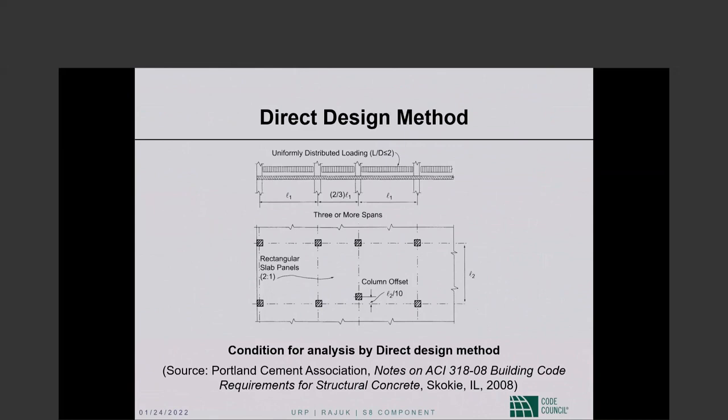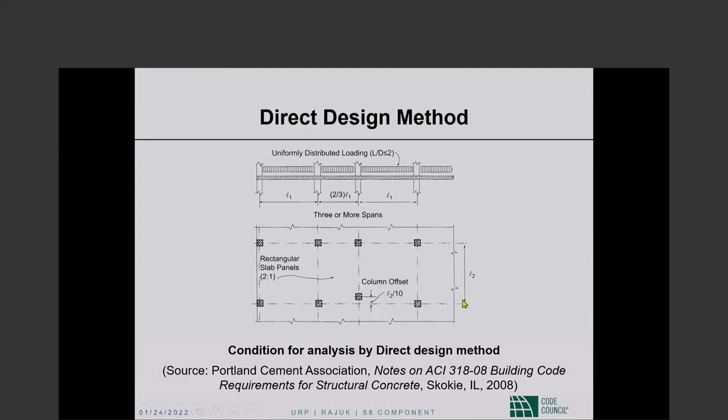Okay, so those are the limitations under which you are allowed to use the direct design method. Most of it, I think, was understood upon reading. It is this offset that may not have been. So this is the maximum offset that is permitted.